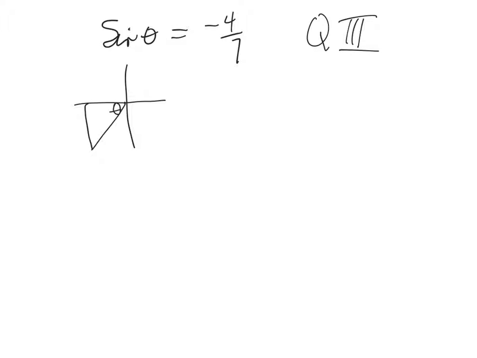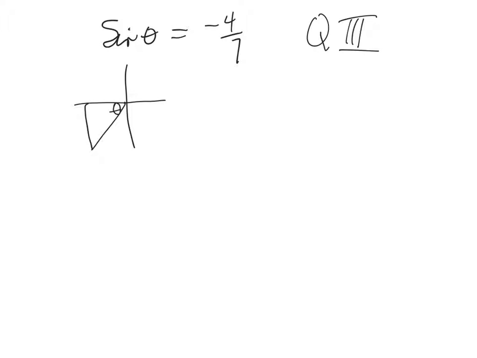The sine of theta is negative 4/7, and it's in quadrant 3. Draw our triangle. Theta comes out of the middle.